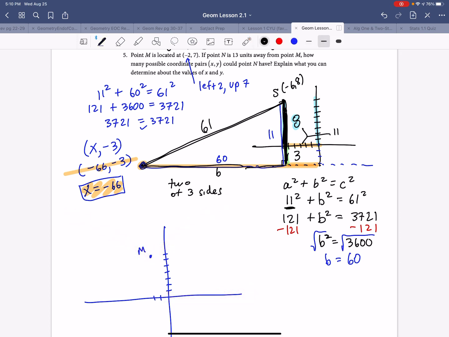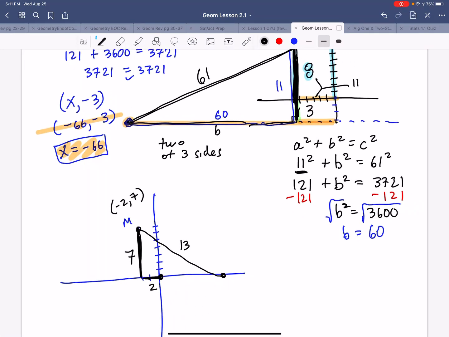All right, let's think about that. Well, if we forced N to be on this line here, we know this would be 13. This we already know is negative 2, 7, right? So this distance is 2. This distance is 7, right? And we don't know the rest of this x value, so we're going to put that as an x. Whatever we don't know, we call x.